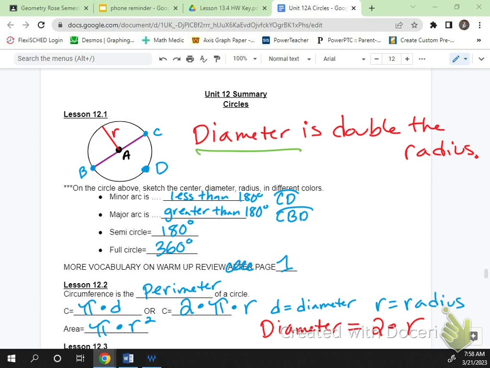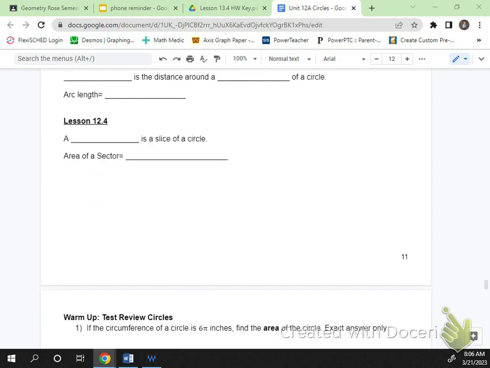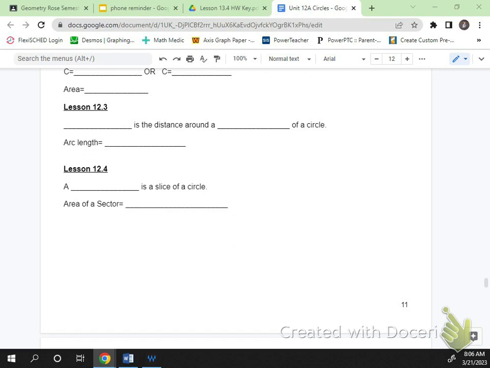That was the first 2 lessons. And the next 2 lessons, we start talking about arc length and area of a sector, which we did yesterday. Is anyone still writing before I erase? Okay. So in 12.3, blank is the distance around a blank of a circle. Uh-oh. Fill in the blanks. Arc length? Yeah. Arc length. What was the second one? Portion. Fantastic. Arc length and portion. Awesome. Arc length is the distance around a portion of the circle.